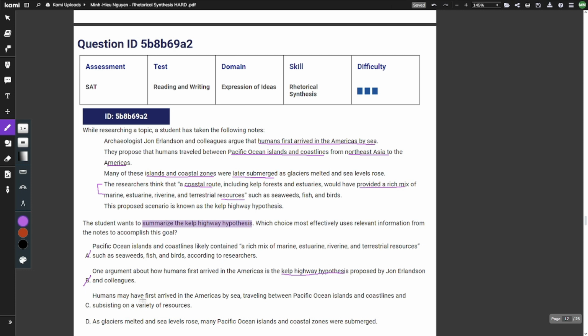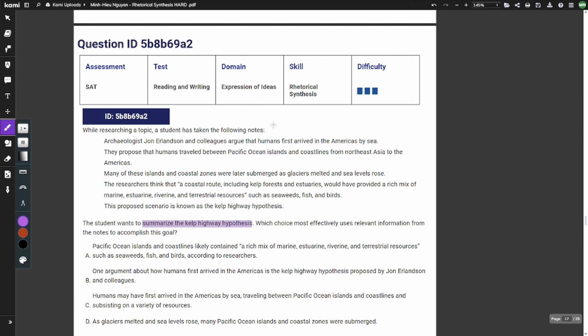C. Humans may first have arrived in the Americas by sea, traveling between the Pacific Ocean islands and coastlines, and subsisting on a variety of resources. So yep, that basically hits everything. Besides that these islands were later submerged, but that's the best one we have so far. So this one's probably going to be a maybe. And then D: as glaciers melted and sea levels rose, many Pacific Ocean islands and coastal zones were submerged. So once again, this one only talks about this one specific point. It doesn't talk about the others, so it's not going to be D. And C is going to be our answer.